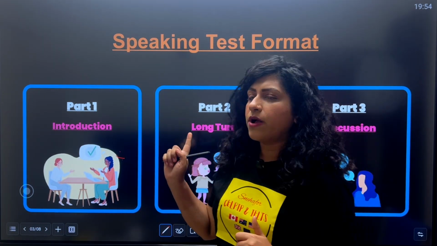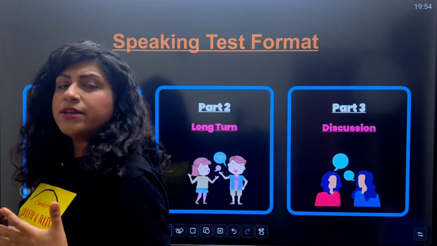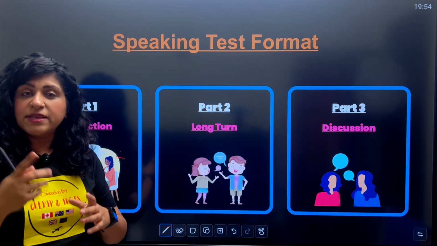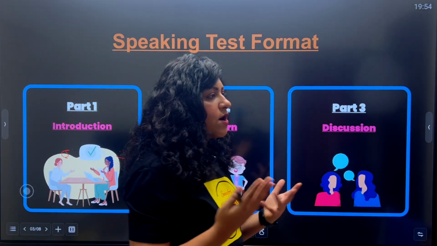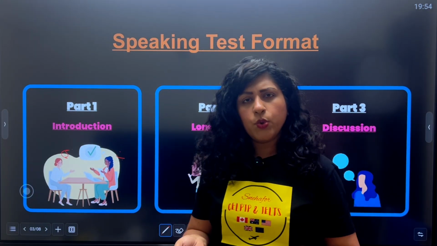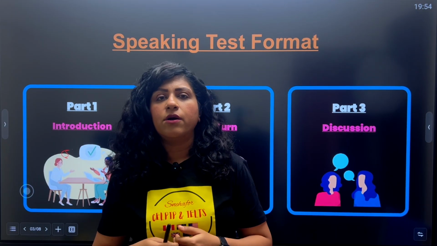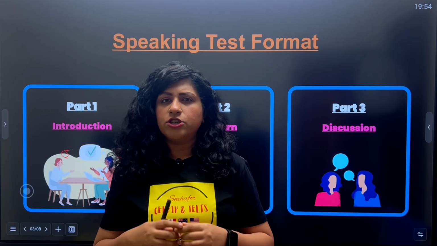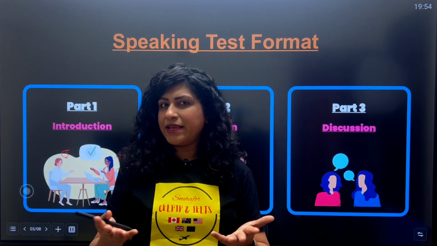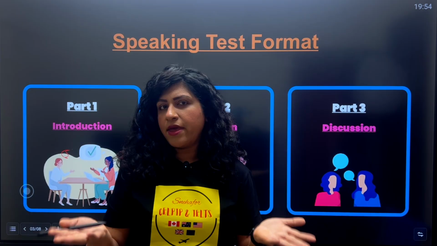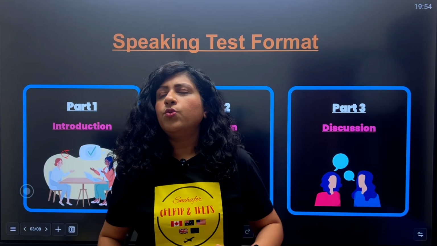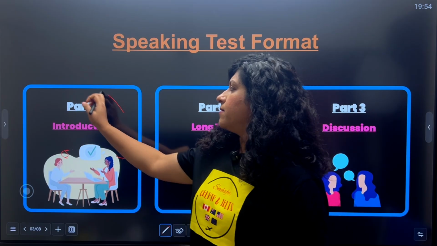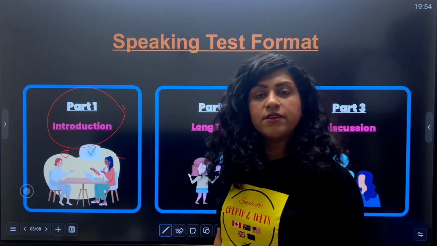So in speaking, you have part 1. Now part 1 is a basic introduction of you. The examiner might want to ask about you, about your hometown, your country, your education, your work, your likes, your dislikes, your friends, your parents. So anything about you can be asked in part 1, which is the introduction.